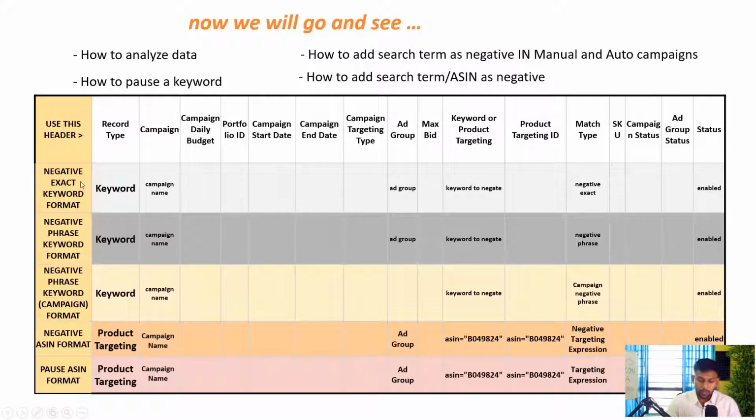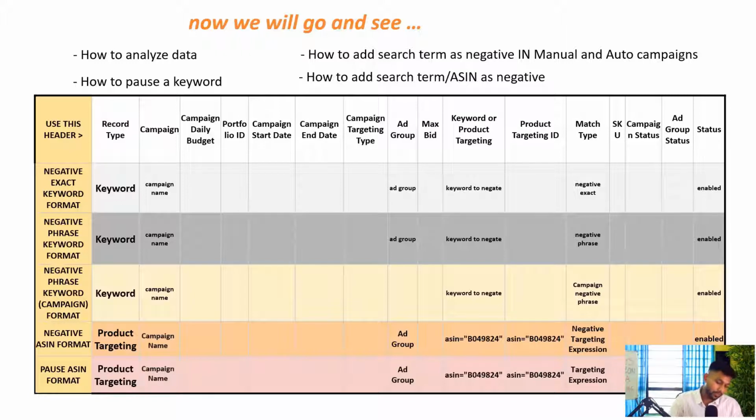There you will see there are options like record type, campaign, campaign daily budget, portfolio ID, campaign start date, campaign end date, campaign targeting, ad group, max bid. Now starting from record type to status, we don't need all these columns. We do not have to fill this.